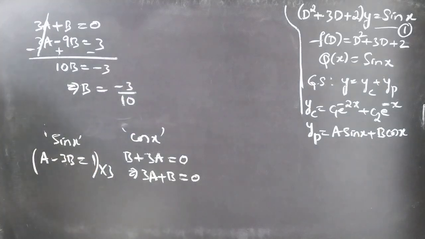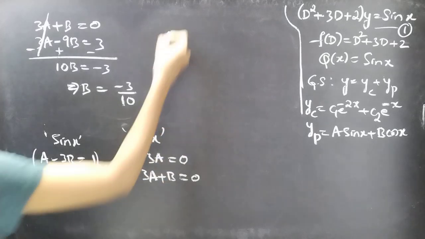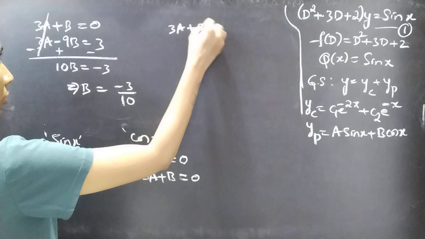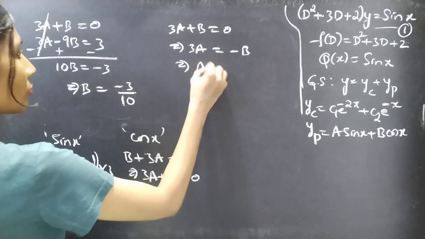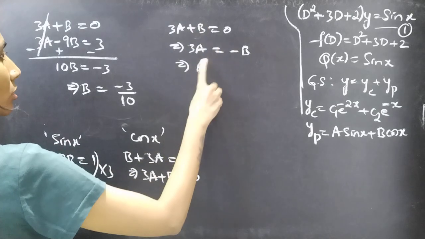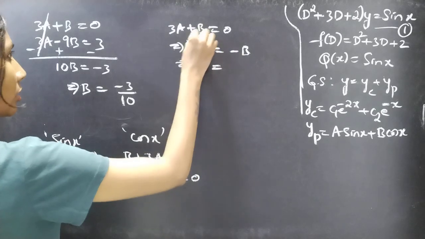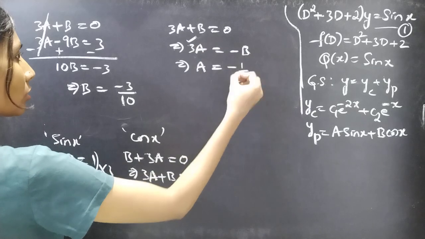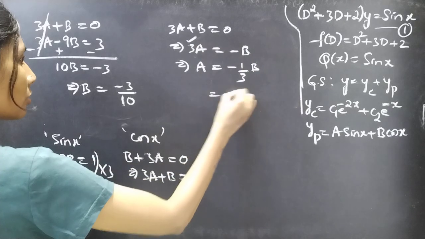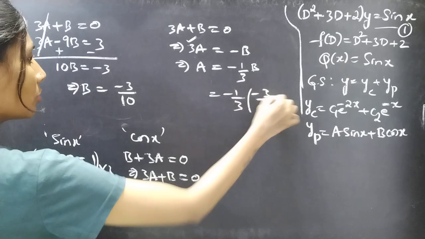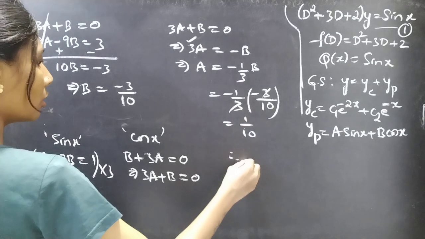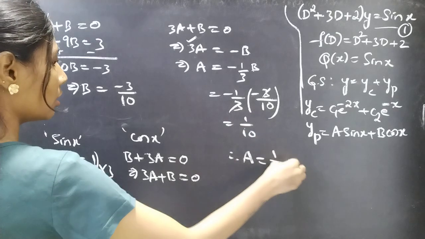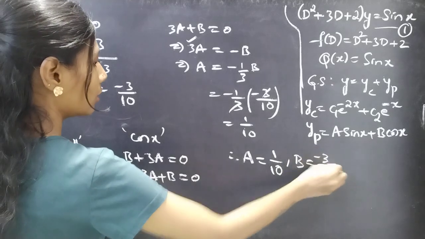Right? Now substitute the b value in any of these two equations. I'll go for the second one. So take this b to RHS, then you'll get 3a equal to minus b. Now take this 3 to RHS, you'll get minus 1 by 3 into b. Now substitute the value of b, since b equal to minus 3 by 10, which gives us minus into minus plus 1 by 10. Therefore, a equal to 1 by 10 and b equal to minus 3 by 10.